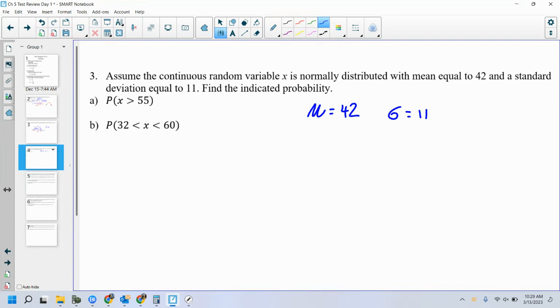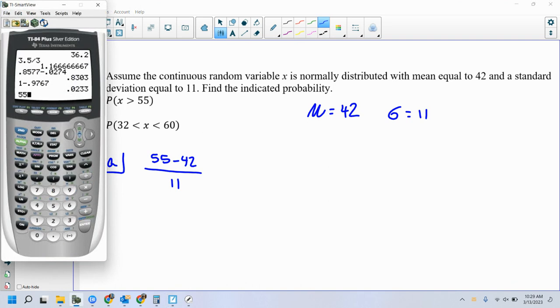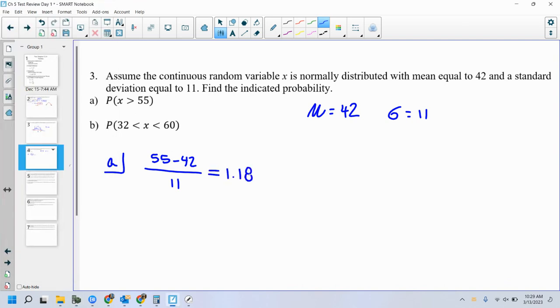Let's find the probability that x is greater than 55. I've got to compute a z-score. So x minus mu, 55 minus 42, divided by 11. That gives me 1.18. And I'm saying to the right of, so I'm going to have to take the percent and then subtract it from 1.